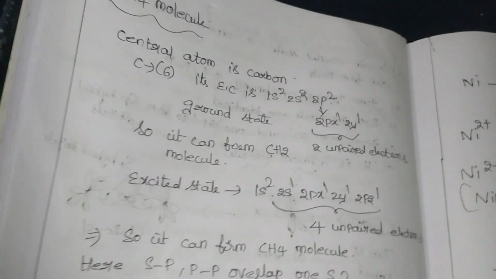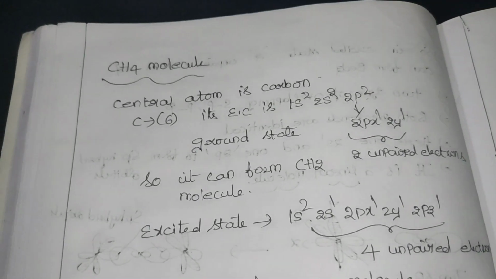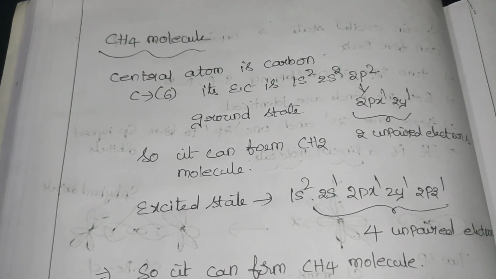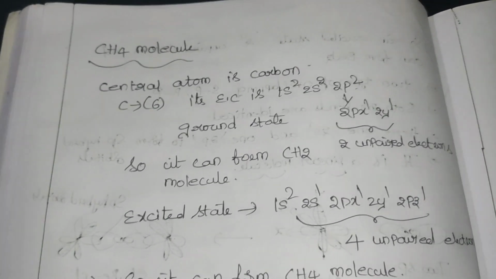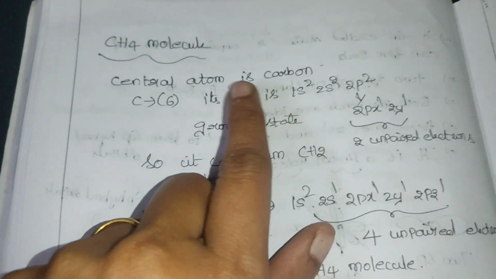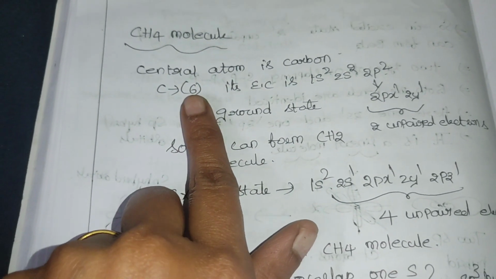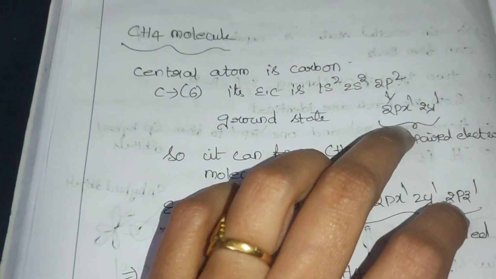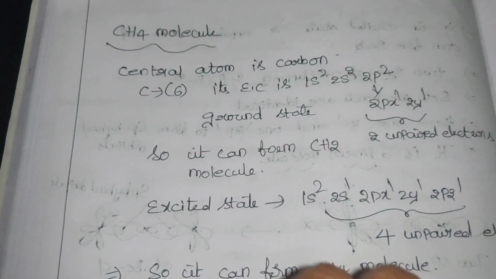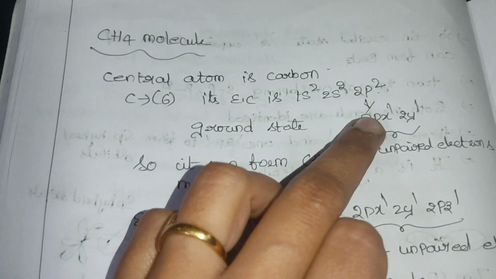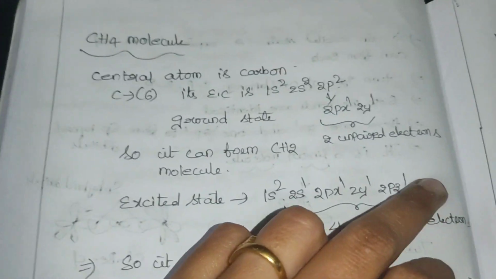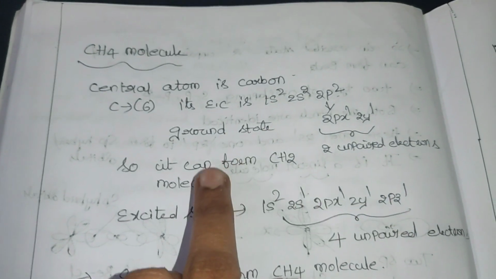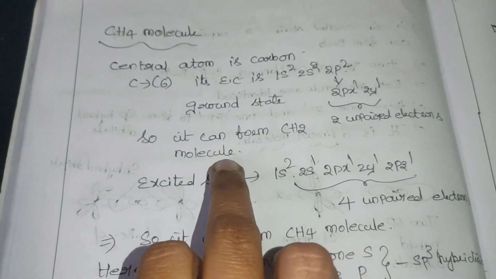Then the CH4 molecule, methane. Let's see the formation of the CH4 methane molecule. The central atom here is carbon. As we know, its atomic number is 6 and its electronic configuration is 1s2, 2s2 and 2p2. In the ground state, 2p2 means 2px1, 2py1. So 2 unpaired electrons are there, and it could form a CH2 molecule.